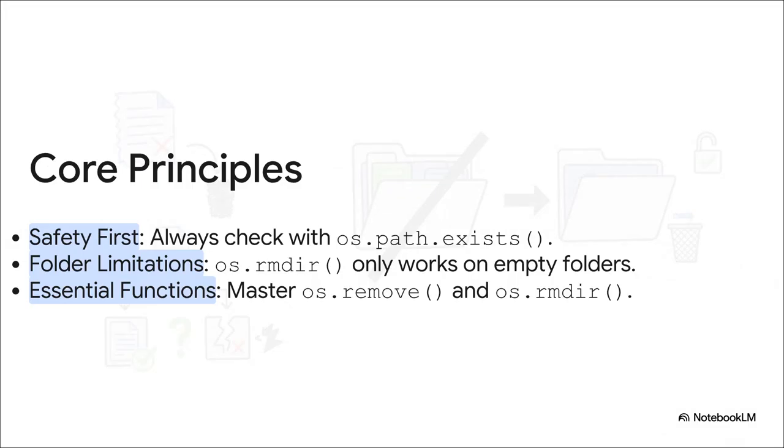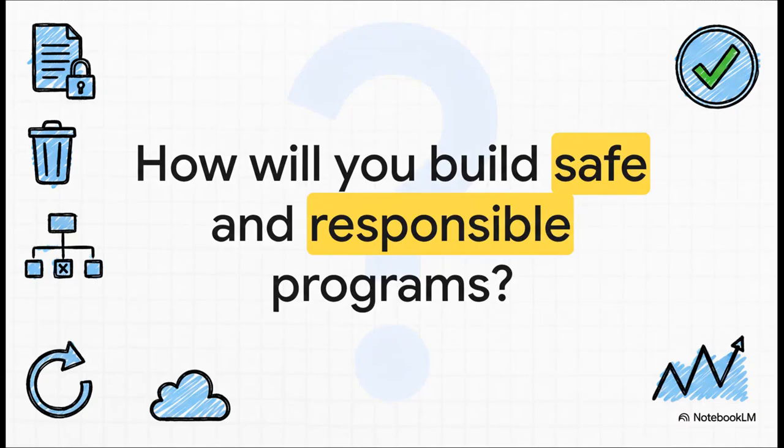So really, these are the three core ideas to just burn into your brain. Safety first, always. Understand the limitations, especially for folders. And finally, get comfortable with these two essential functions. If you get these three things right, you'll be writing clean, reliable, and error-free code for any file management you need to do. So I'll leave you with this final thought. You now have the fundamental tools to literally delete files and folders using your code. That power is in your hands. The real challenge, and what really makes a great developer, is how you use that power to build programs that aren't just effective, but are also safe and responsible for the people who use them.